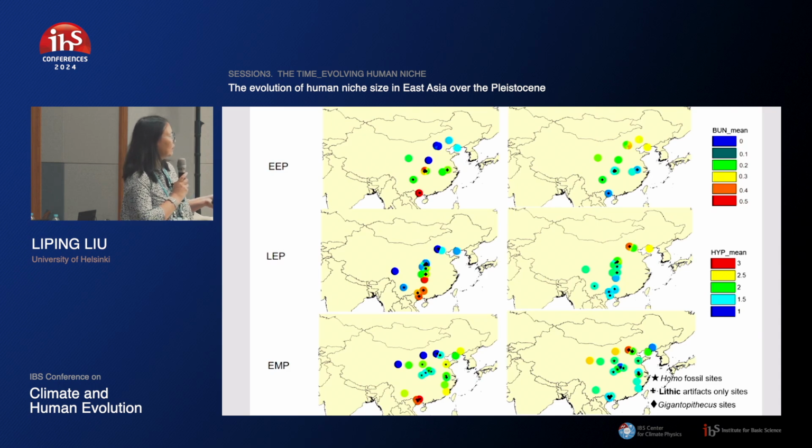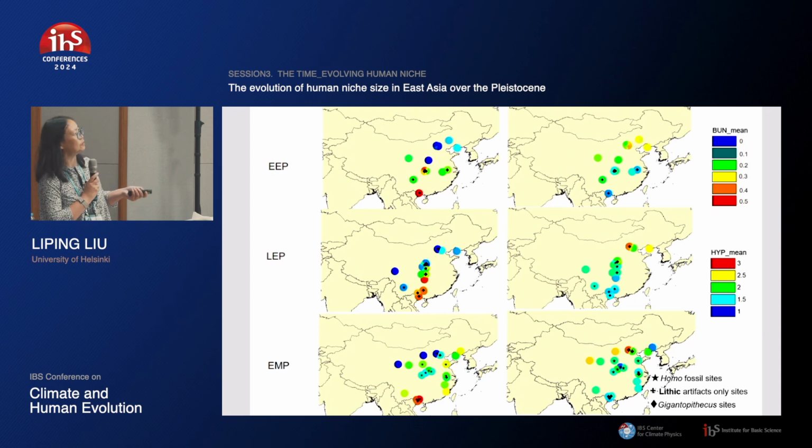So I distinguish three groups. One is the star, which means the Homo fossils. I hope you can see the star here. The cross means only artifacts. And then the diamond I showed is Gigantopithecus. You can see from the early Pleistocene, somehow the artifacts and the Gigantopithecus are associated together, very close.